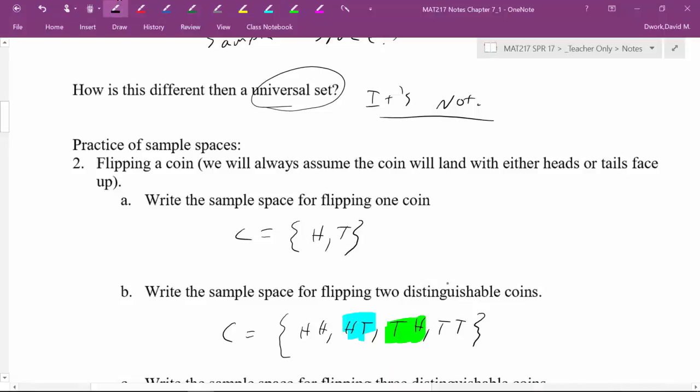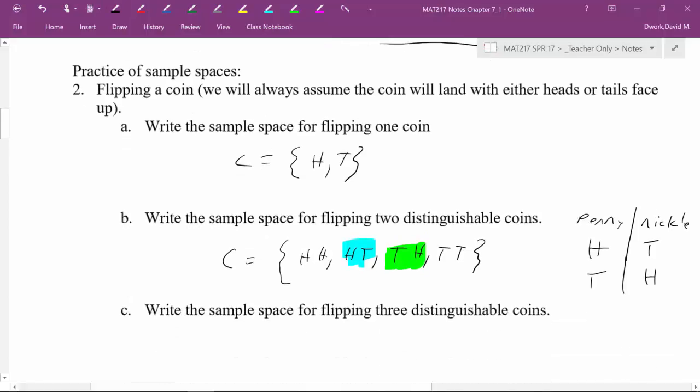The idea is that the coins are distinguishable. So think of it more as the first letter we're writing, the stuff on the left, maybe is a penny, and then the one on the right is maybe a nickel. So therefore, you can totally tell the difference between a heads and a tails versus a tails and a heads, because the one on the left is describing the face of the penny, the one on the right is describing the face of the nickel. Okay, so two totally different things.